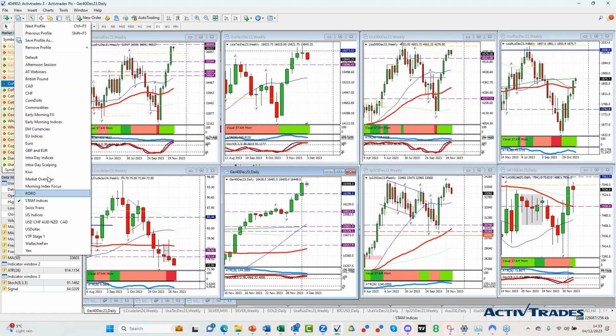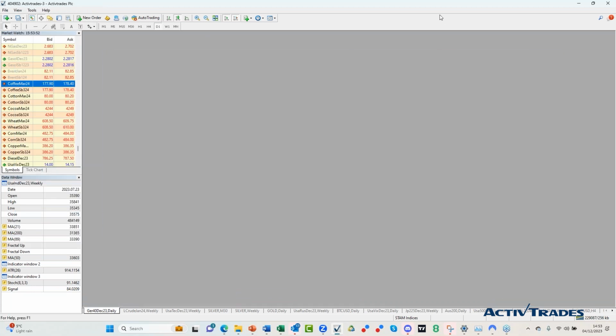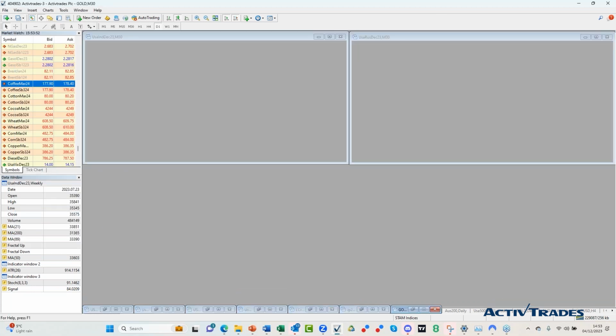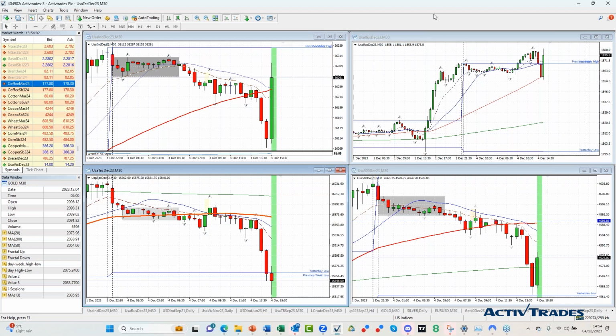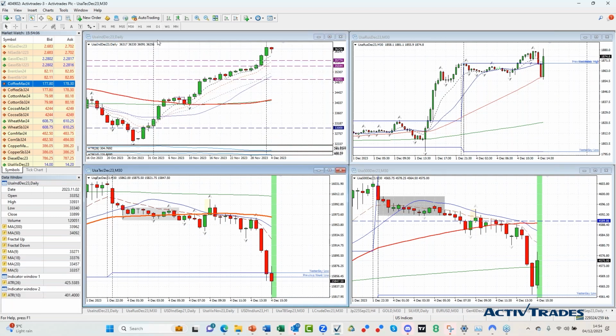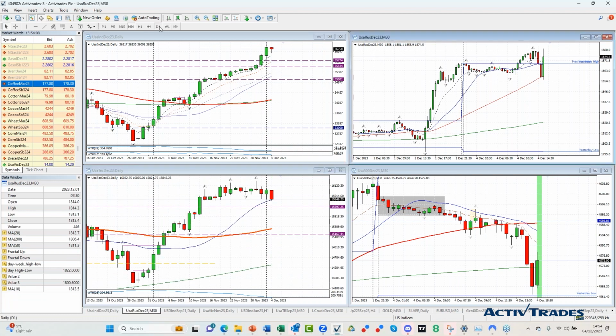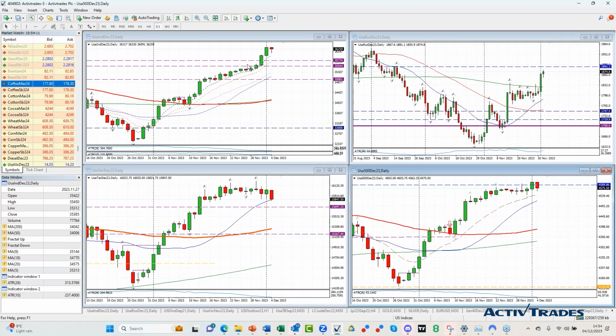Let's just finish with a quick look at the US indices and how they've opened on an intraday basis. I'm just going to go onto the daily charts here to start with. You can see the Dow had a real bullish move, as did the Russell, as did even the S&P. Okay, and we've had an interesting start.